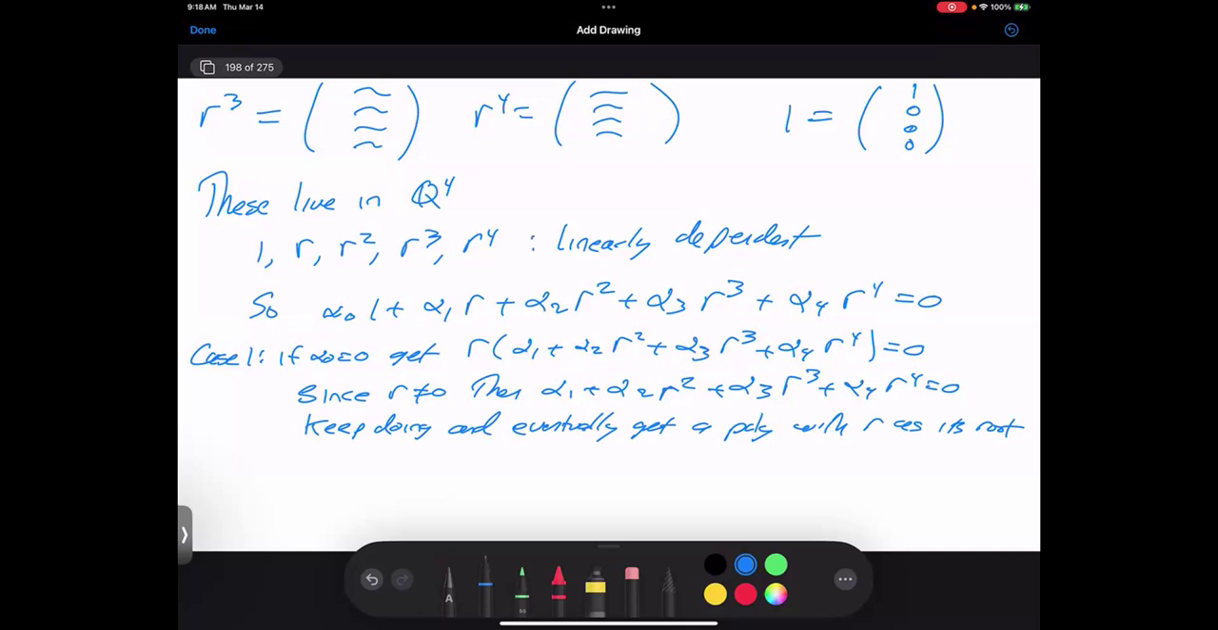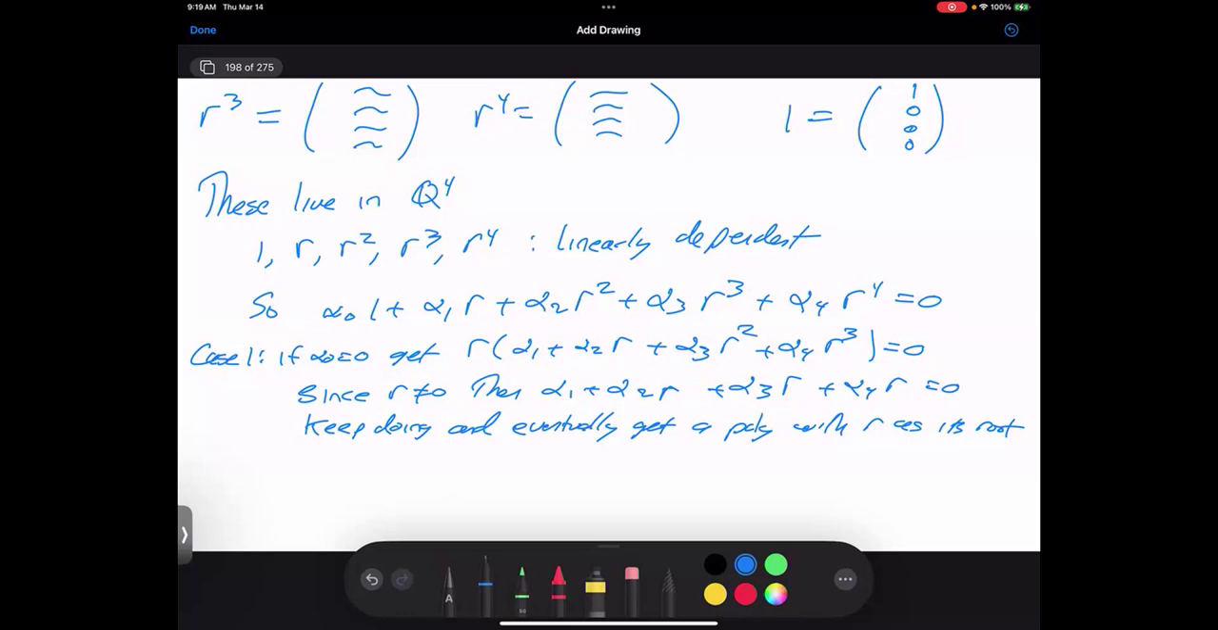Yes? Maybe I'm being silly, but for the case one line, shouldn't alpha 2, the 2 r have an exponent 1 less? Yes, this should all be 1 less. You're absolutely correct, you are not being silly. I did not decrease the exponents. Thank you. So this should be r squared, r cubed, r squared, r cubed, yes.